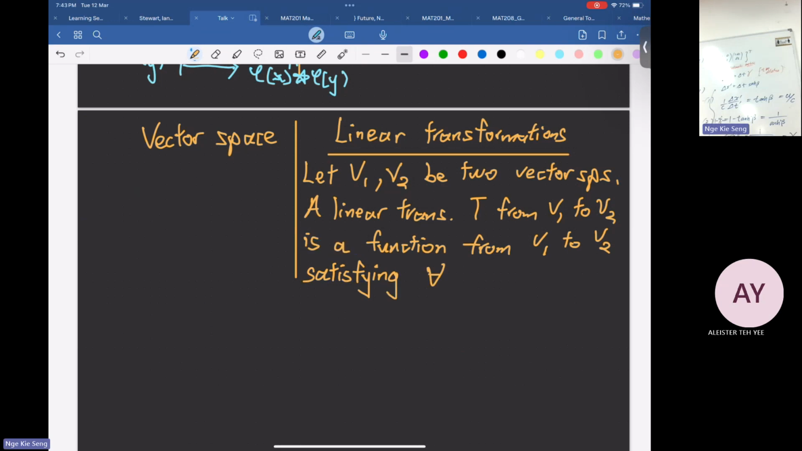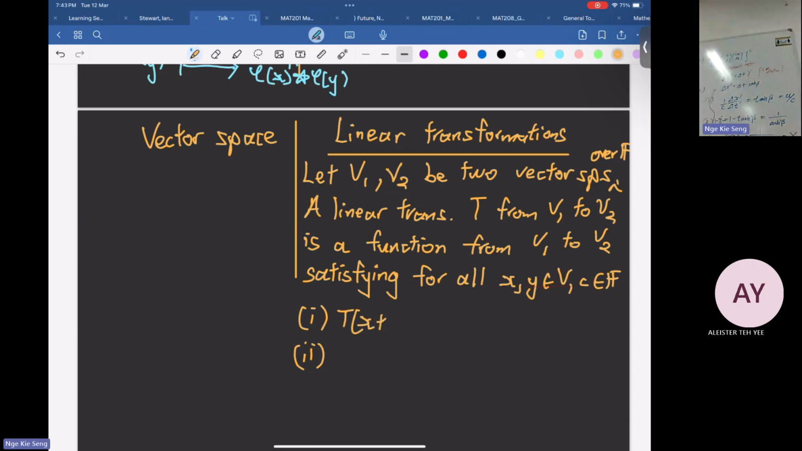So for all, let's say x, y in V1, and maybe let's fix the field F, okay? And then fix some scalar c in F, right? What do you have to satisfy? Two things you need to satisfy. First of all, T(x + y) has to equal T(x) + T(y). And then T(cx) has to equal c times T(x).